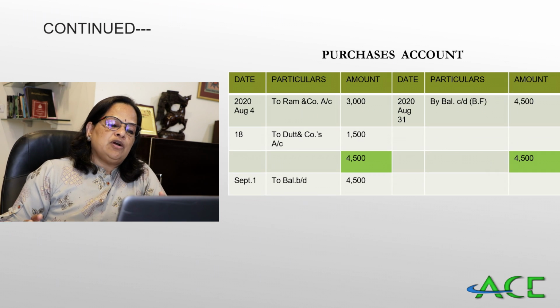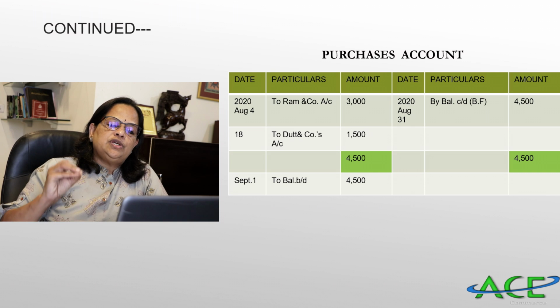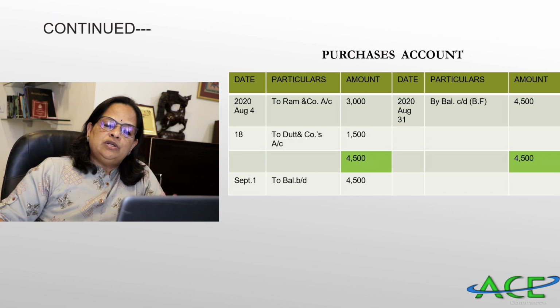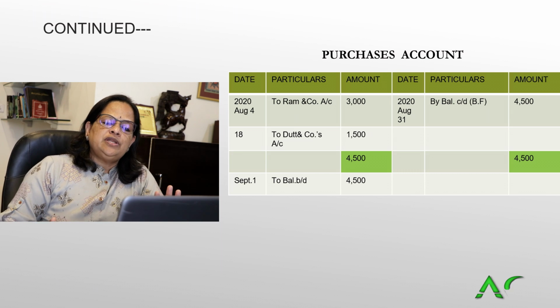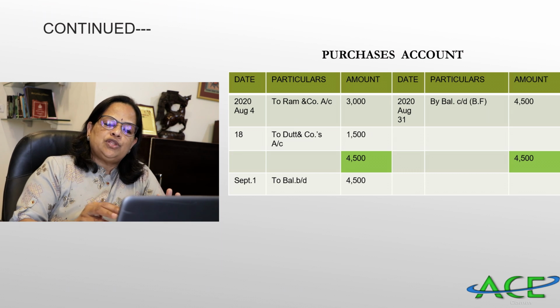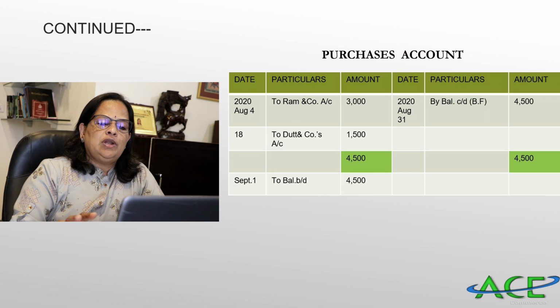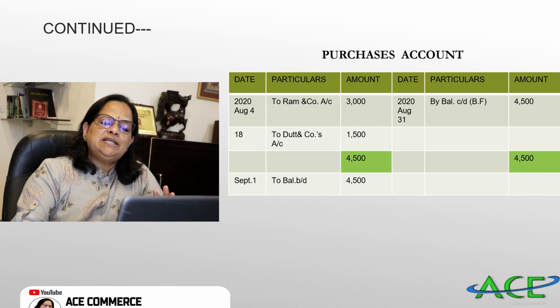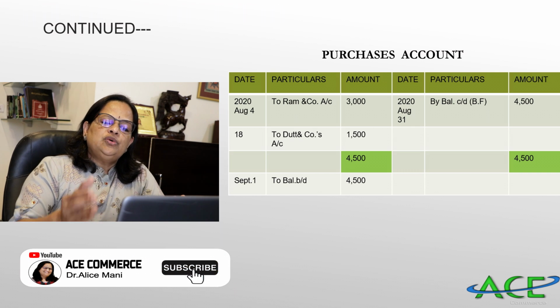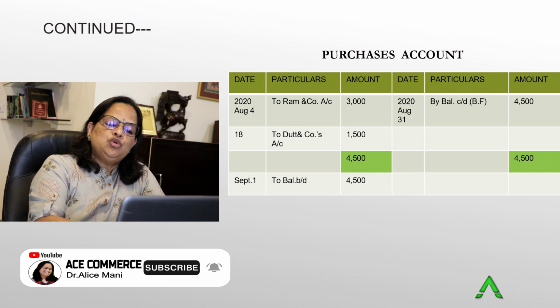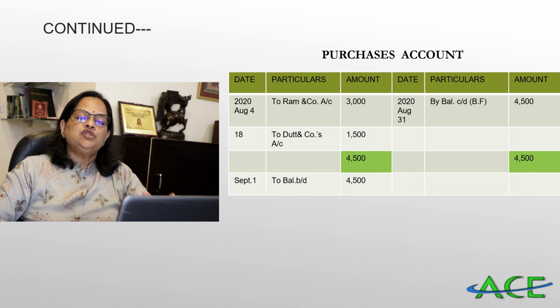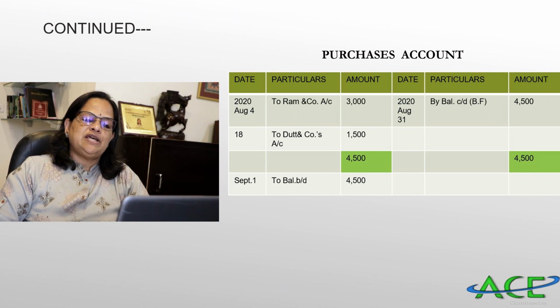Next is the purchases account. 2020 August 4th, to Ram and Company's account 3,000. August 18th, to Dutt and Company's account 1,500. Credit side, 2020 August 31st, there is no credit transaction. So whatever is on the debit side, 4,500, we have to show on the credit side to make the account equal. So on the credit side we write by balance carried on 4,500. Now we are bringing the opening balance to balance brought down 4,500. This also will appear on the debit side of the trial balance.